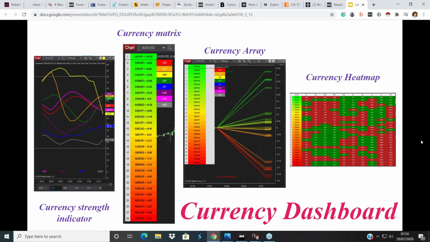Now, some of you may have decided that you'd like to focus on specific pairs, specific currencies, and the indicators help with that as well, because as we'll show you, particularly with the currency strength indicator, which is this indicator over here on the left, how these lines are moving, what they're actually doing in the different time frames, can tell you an awful lot about what you can expect to see on your chart.